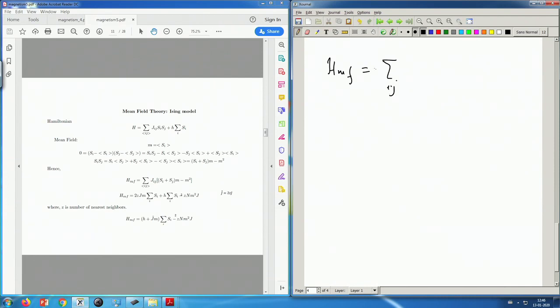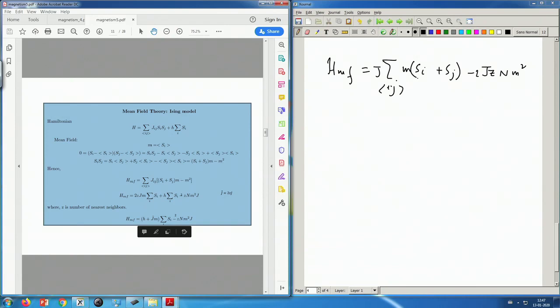Let me just take out J, nearest neighbor J, m (S_i plus S_j), minus J 2 J z N m squared. N is the total number of sites. So, that is the term that is written here on the left. For example, here this H mean field is this.